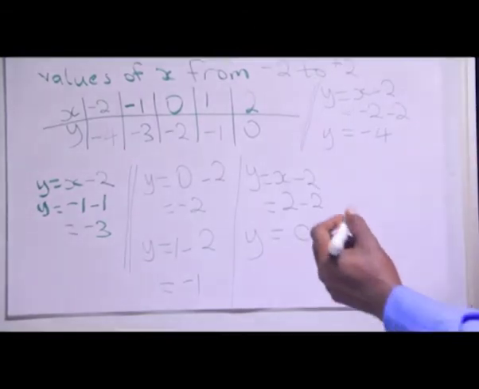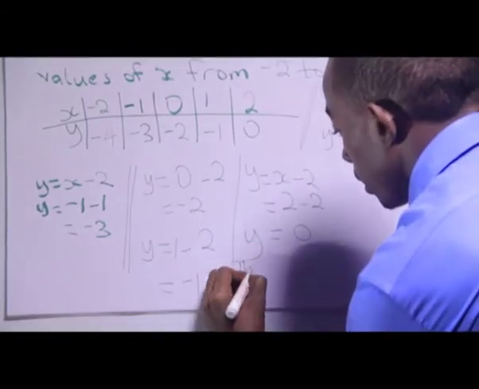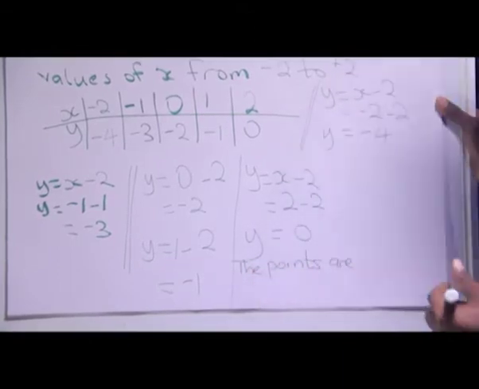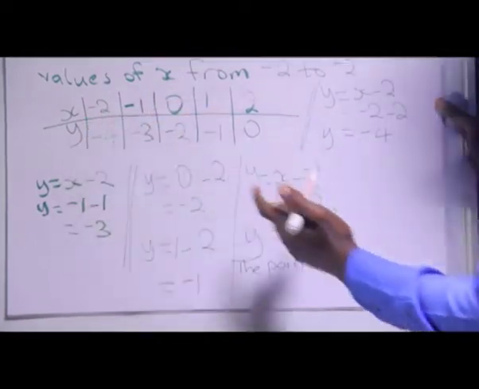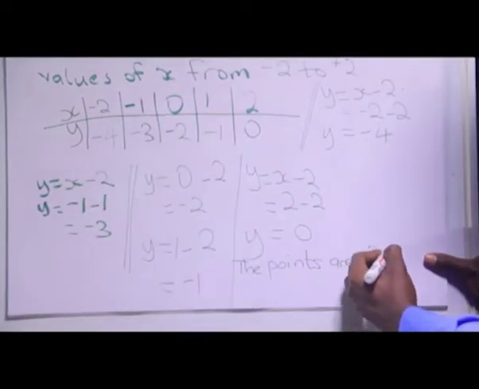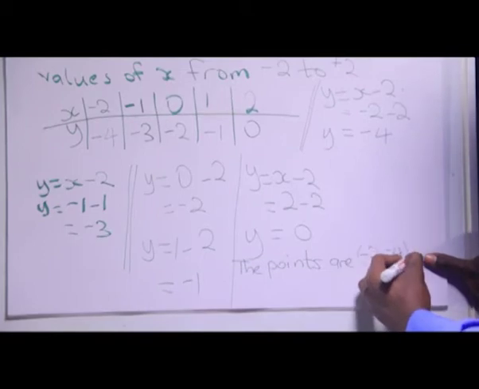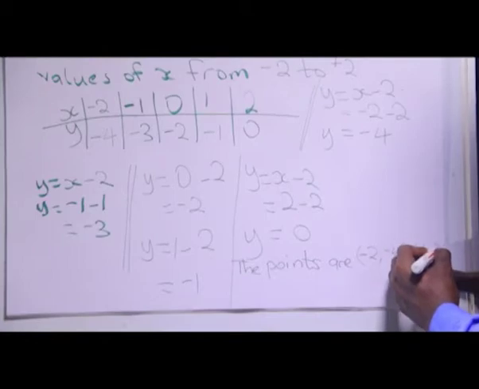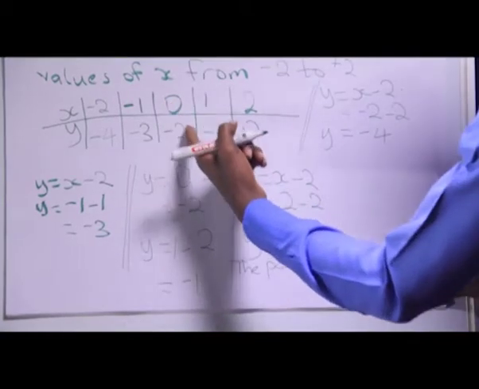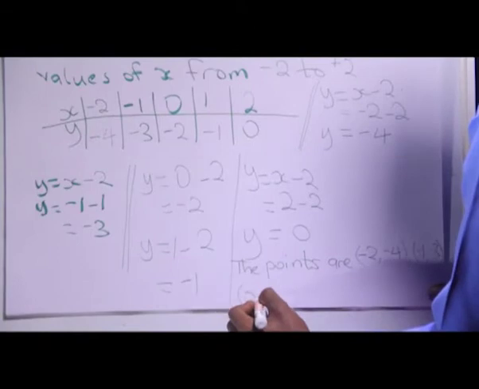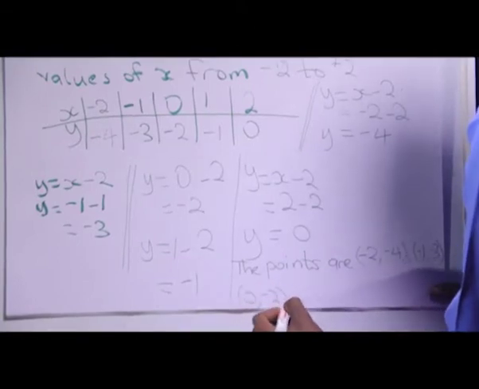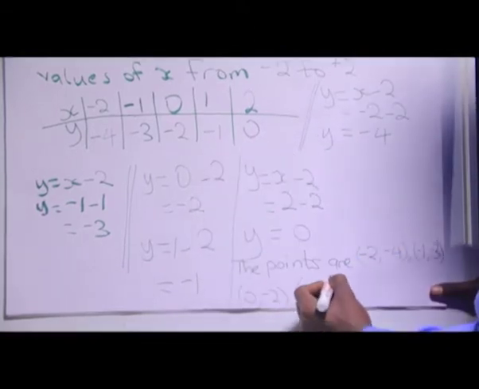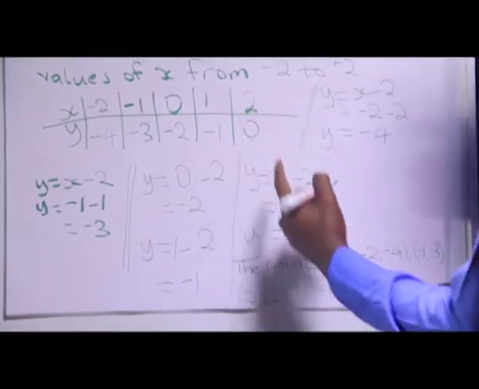So my points in this case, I have negative 2, negative 4. I also have negative 1, negative 3. I have 0, negative 2. I have 1, negative 1. And I have 2 and 0.